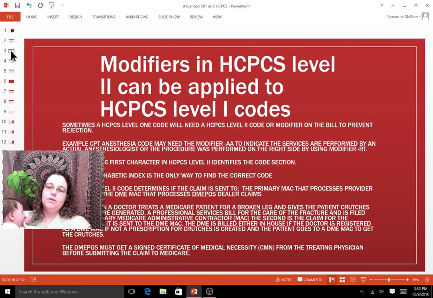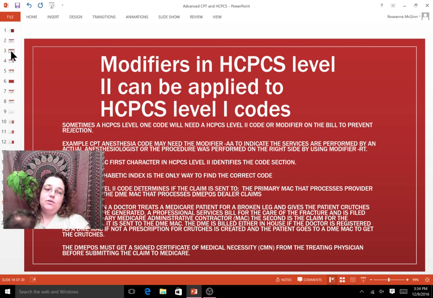So an example, a CPT anesthesia code may need a modifier such as AA to indicate the services were performed by an actual anesthesiologist, or that the procedure was performed on the right side. You might use the modifier RT. The alphabetic first character in HCPCS Level 2 identifies the code section, and then using the alphabetic index is the only way to find the correct code.